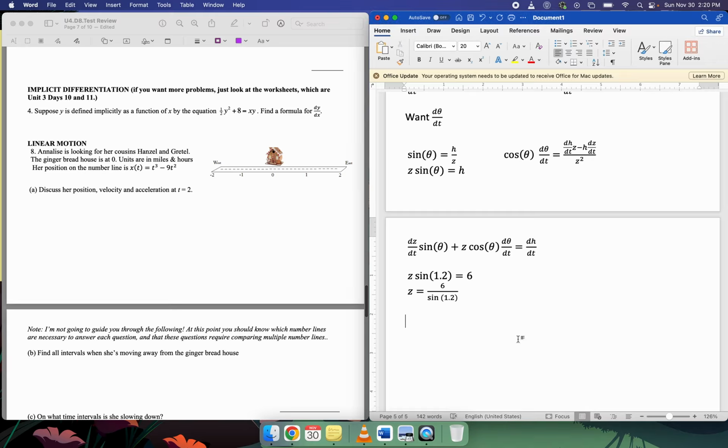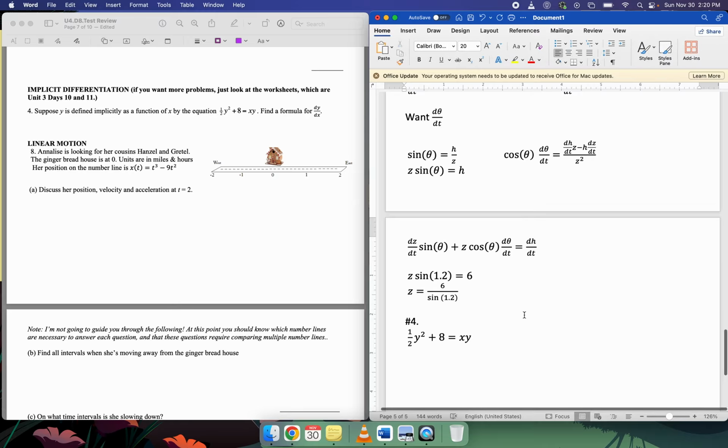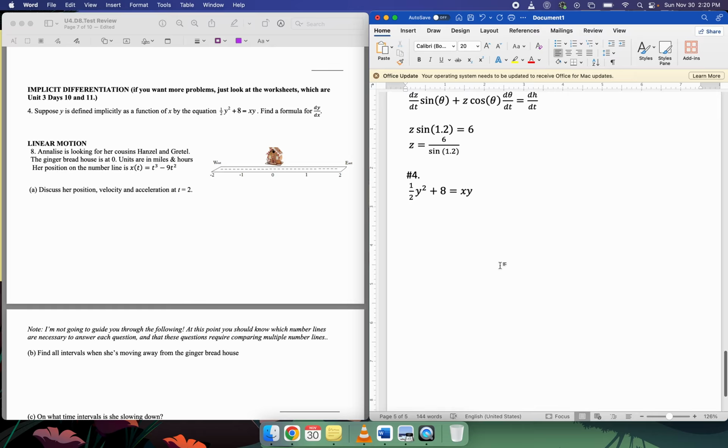Okay, number 4. This is just like a regular implicit differentiation problem. So pretty much if you see x's and y's, like, can we say find dy dx? It's an implicit differentiation problem. So, okay, one half y squared plus 8 equals xy, and we're going to find dy dx. So we're just finding the general derivative, not the derivative at any particular point.